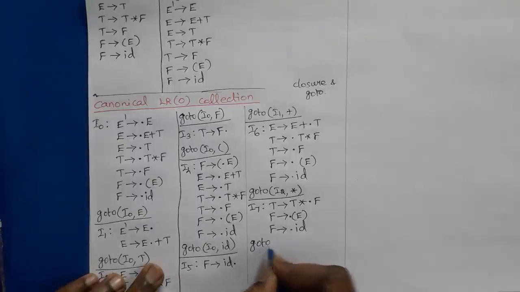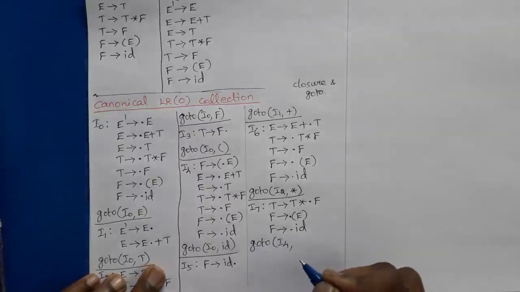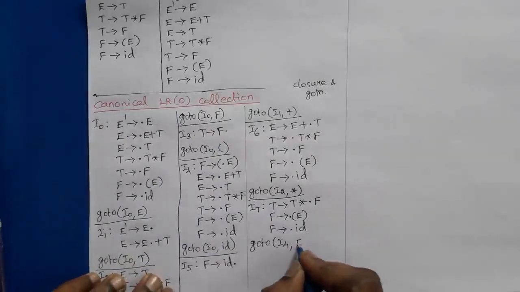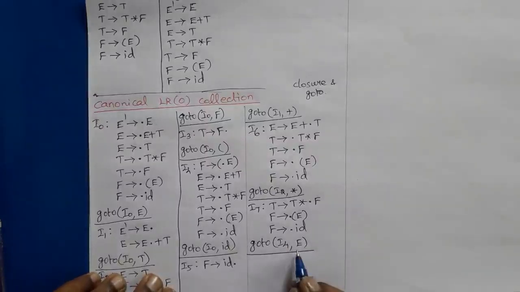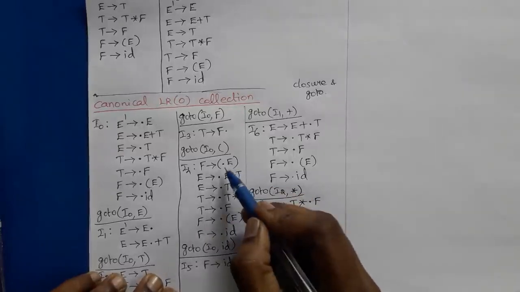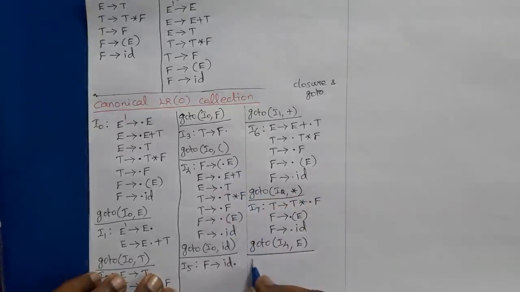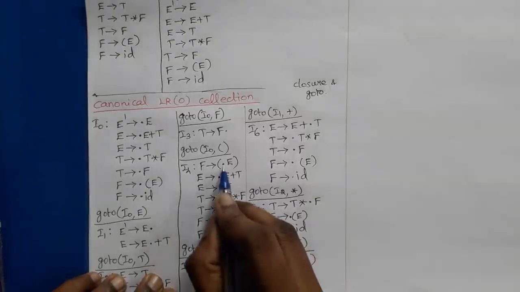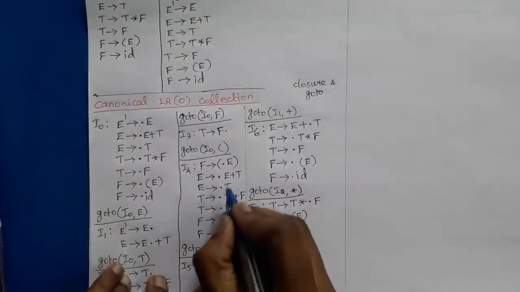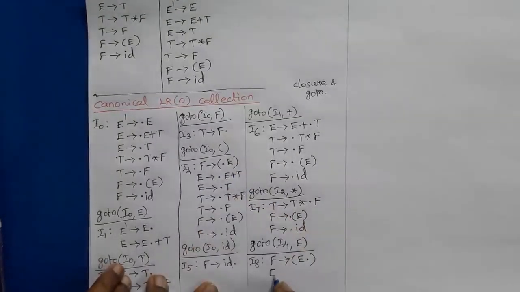So go to I4, E. Grammar symbol E. So in I4 we need to check dot followed by E in all the productions. So dot followed by E in two productions. Okay, so we need to write I8 as F tends to open E dot close. Dot should be written after E, and here also dot followed by E. So E tends to E dot plus T.